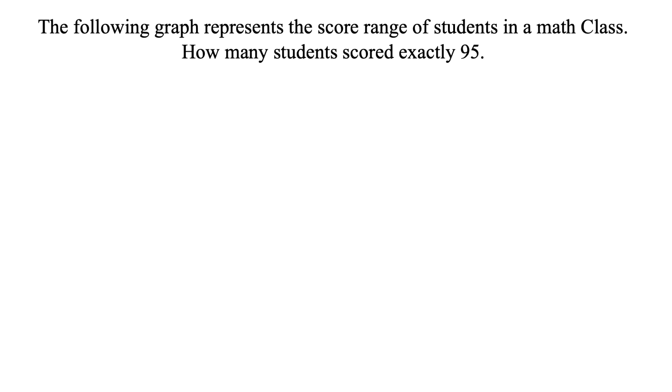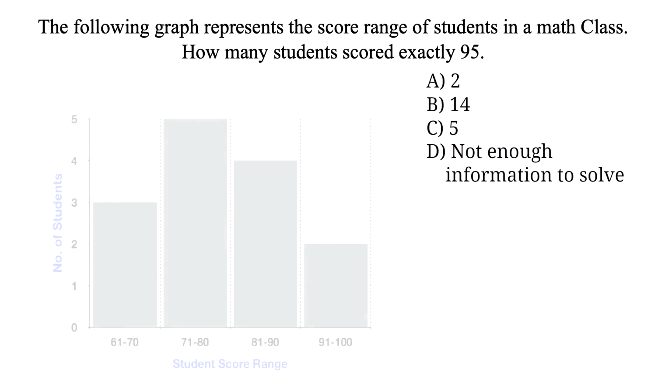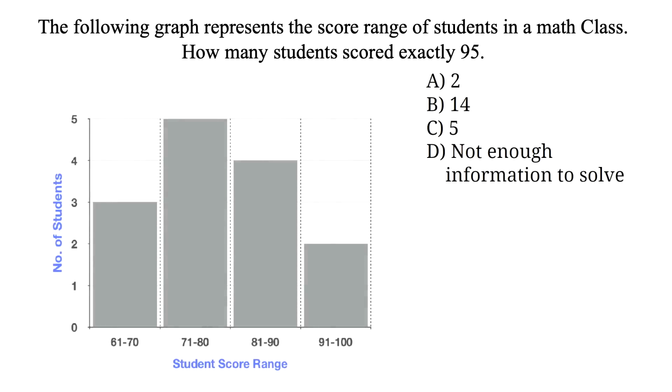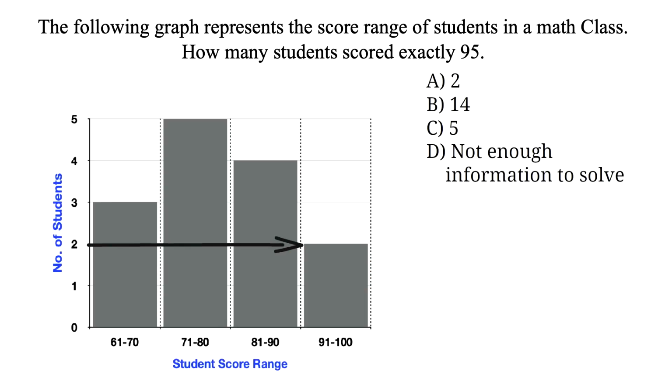The following graph represents the score range of students in a math class. How many students scored exactly 95? A. 2, B. 14, C. 5, D. Not enough information to solve. This is a trick question. Most students assume that the answer is 2 students, since the 95 is within this range, 91 to 100.